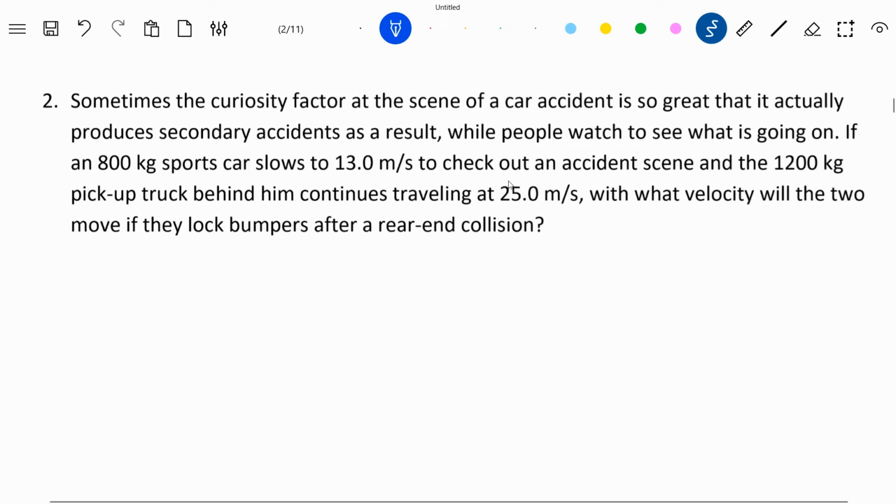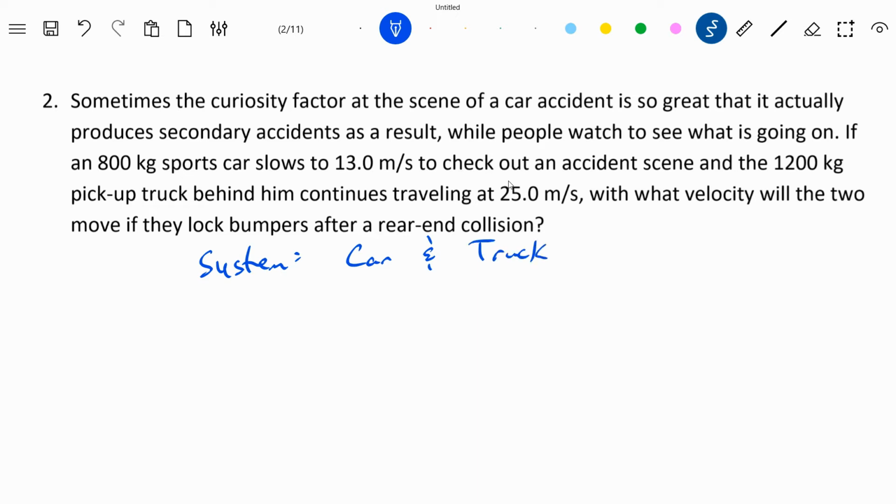Okay, so this is a very classic kind of thing here. Notice that there's a crash of a car and a truck. I'm going to think of that as my system. So system: the car and the truck. Now, the reason that is a really smart choice, by the way, is because I have no idea how much force the car exerted on the truck, or the truck exerted on the car. So if I were to try to think of a system of just the car, I would be really lacking information to do anything meaningful. I don't know how hard the truck pushed the car.